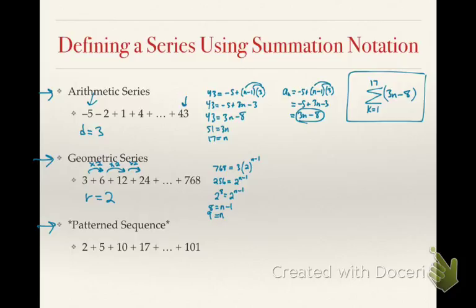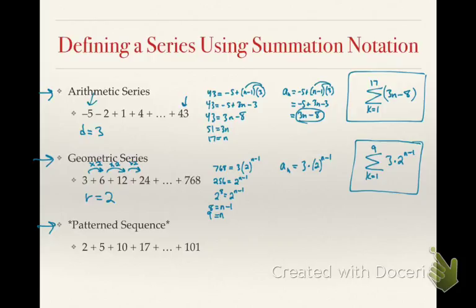Now again, just like before, I'm going to find the explicit form for the sequence. So the nth term is the first term, which in this case is 3, times the common ratio, which is 2 to the n minus 1. So, writing the summation notation, I'm going to go from k equals 1 all the way up to 9, because there are 9 terms there, of 3 times 2 to the k minus 1. There's your summation notation.